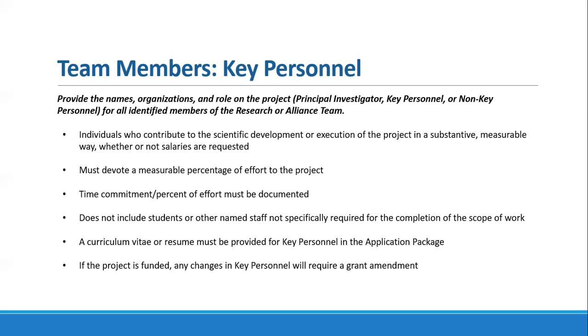The key personnel need to devote a measurable percentage of effort to the project, which needs to be listed in the scope of work and budget documents. This does not include personnel like students or other named staff that are not specifically required for the completion of the scope of work. The example I like to give here is something like an undergraduate lab assistant who maybe is going to work on the project for a year or so and then be replaced with a similar undergraduate student. Those would not rise to the level of key personnel. They're going to fall into the next category we're going to talk about, which is non-key personnel.